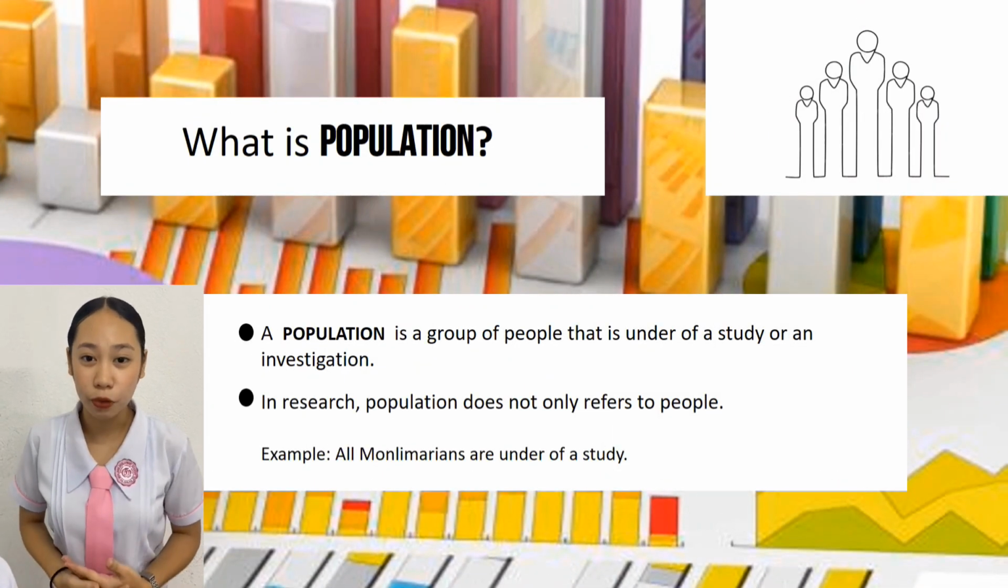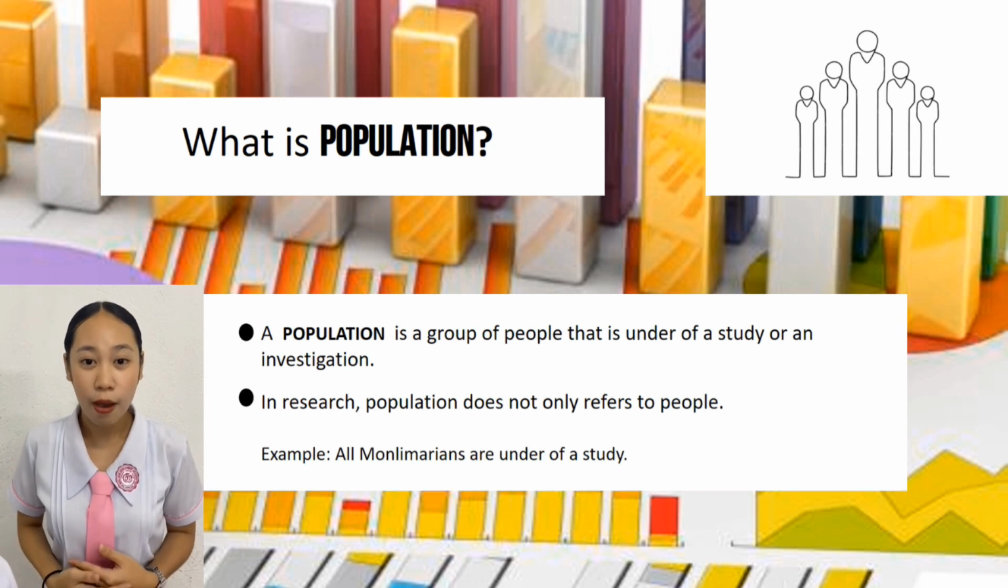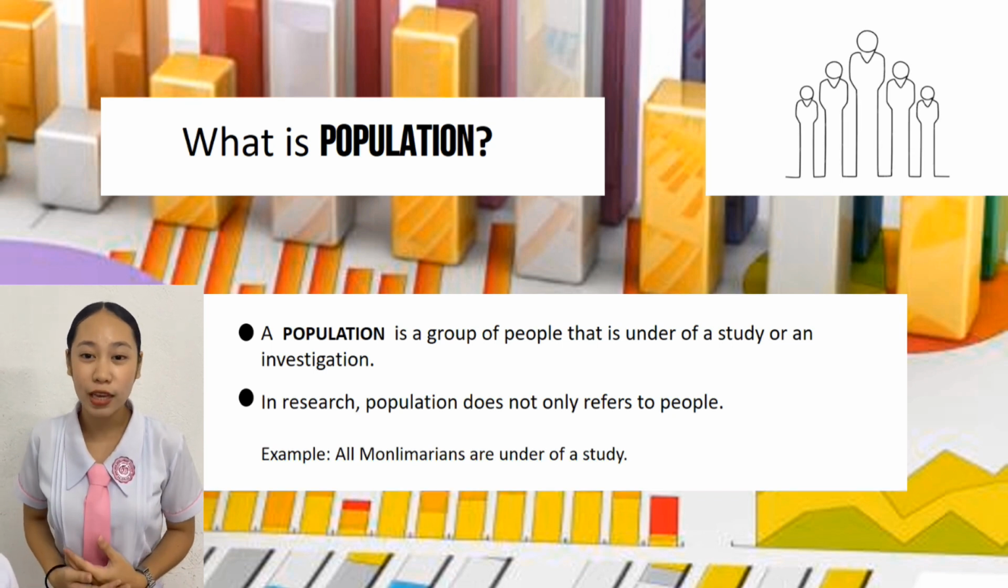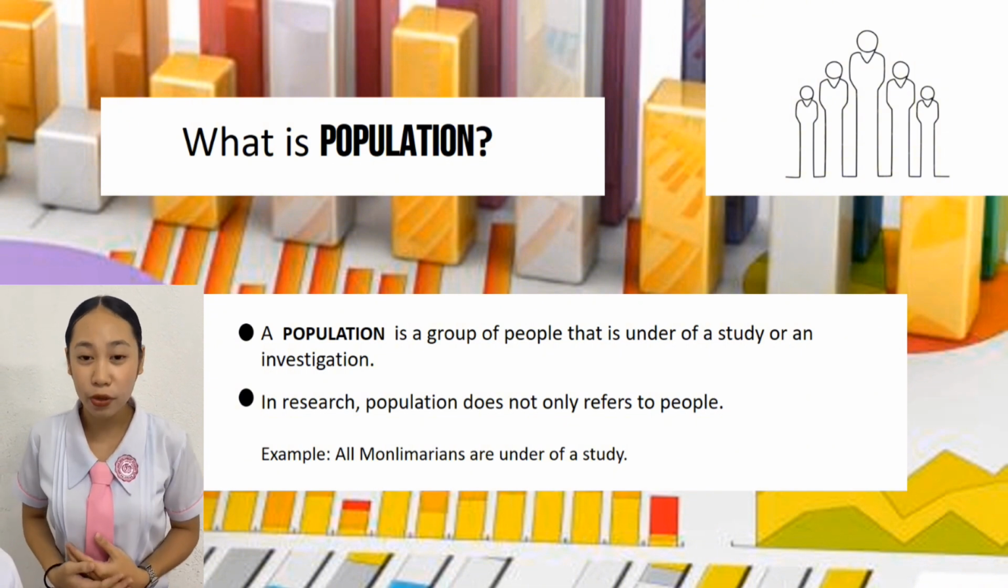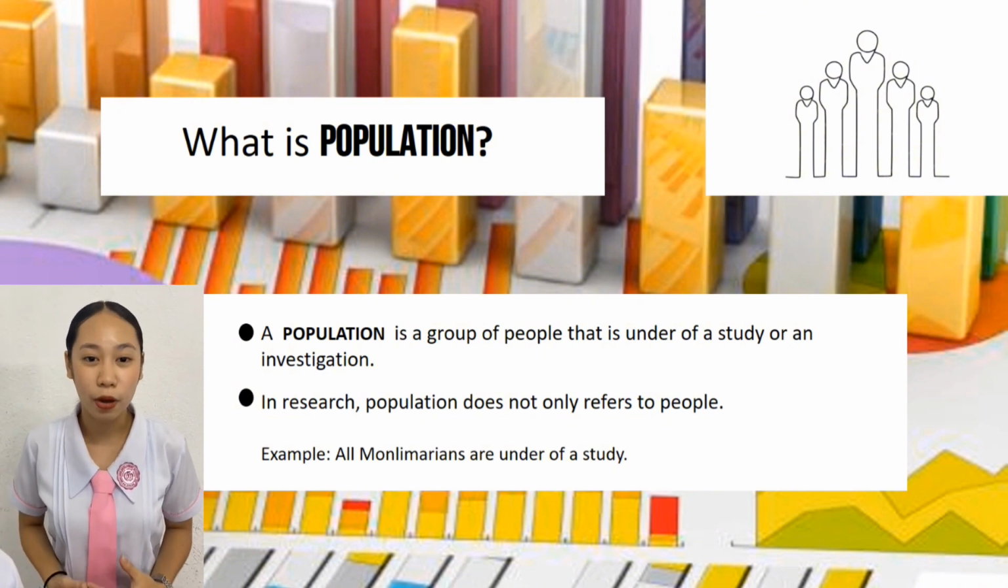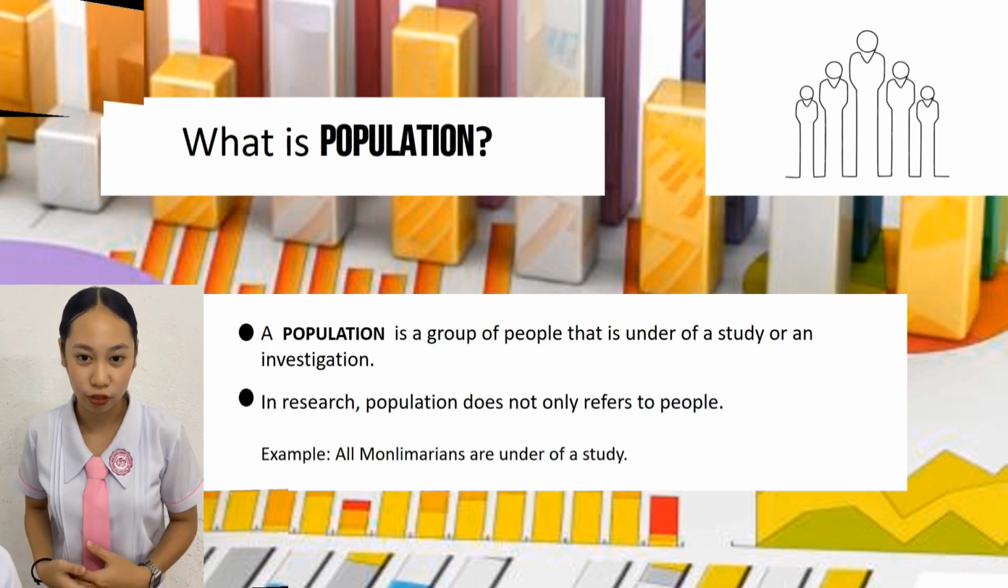Population is a whole group of people that is under a study or an investigation. But in research, population does not only refer to people. An example of population is the whole Malimar Development Academy, wherein all Malimarian students are under a study or an investigation.